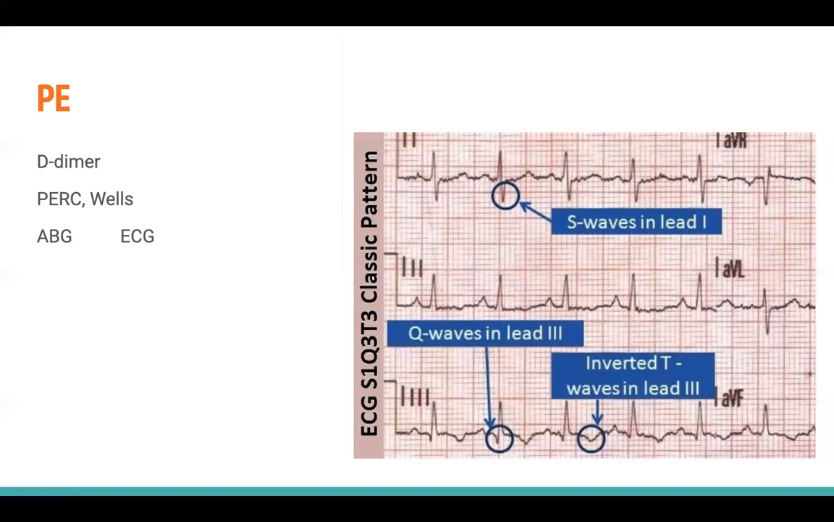One of the things that you might learn for your exams is S1, Q3, T3. So here we've got S1, Q3, and T3. Chest X-rays often show absolutely nothing, so they're usually normal in patients with PE. A CTPA is usually first line for patients that have suspected PE, and sometimes a VQ scan is used in those patients who have renal failure, who can't have a CTPA.